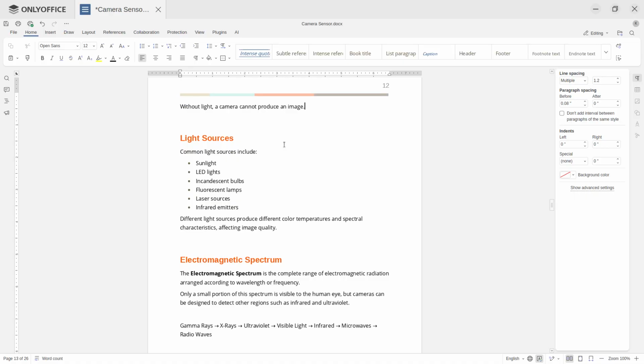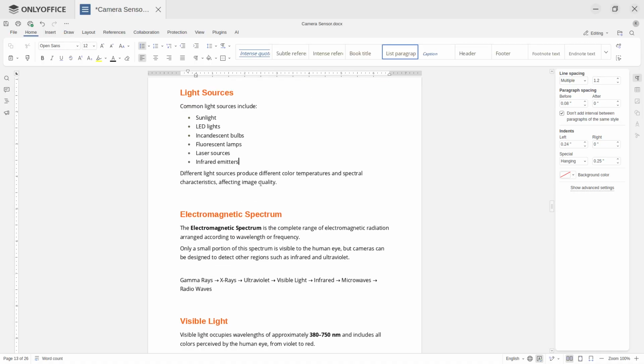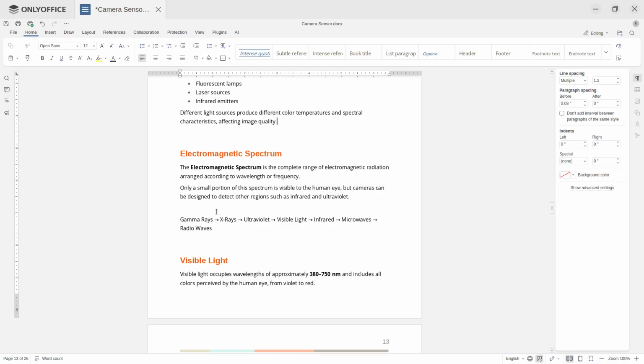What are different light sources? Common light sources include sunlight, LED, incandescent bulbs, fluorescent lamps, laser sources, and infrared emitters. Different light sources produce different color temperatures and spectral characteristics, affecting image quality. Electromagnetic spectrum. The electromagnetic spectrum is the complete range of electromagnetic radiation arranged according to wavelength or frequency.